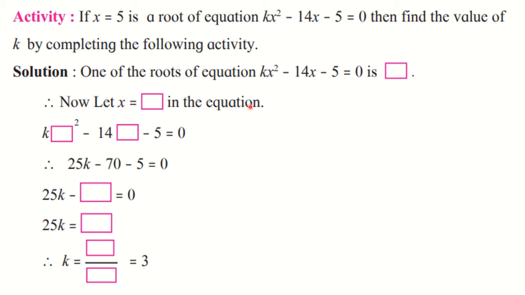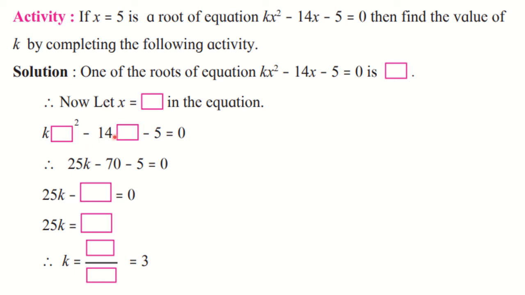Okay. Then x is equal to 5 means in place of x, everywhere we are going to write 5. So here in place of x, 5. So here also 5 will come. Here also 5 will come. Okay. So they might give you this step and they might skip these 2 boxes. So k into 5 square minus 14 into 5 minus 5 is equal to 0. So 5 square is 25. So the answer of the first term is 25k.